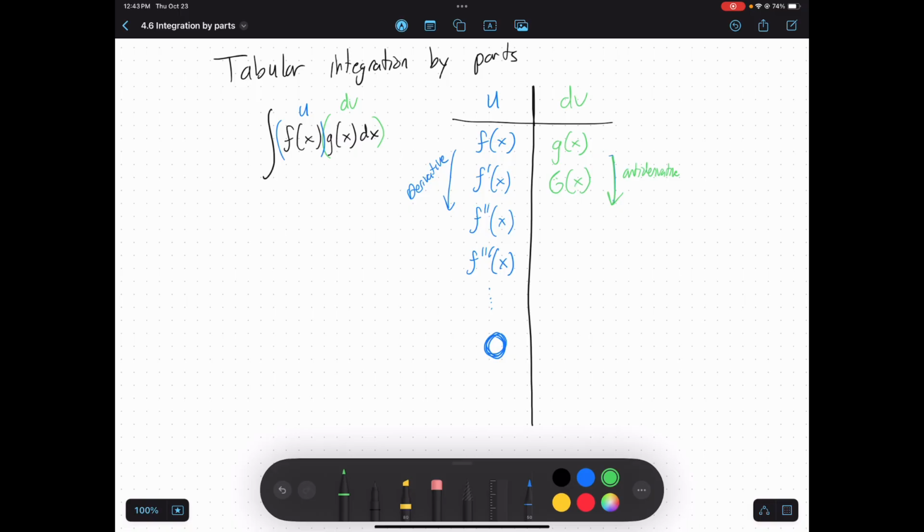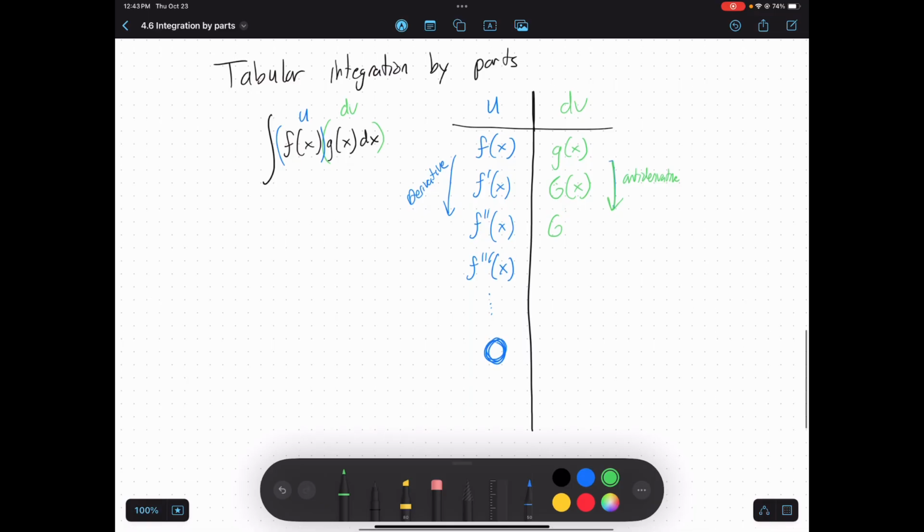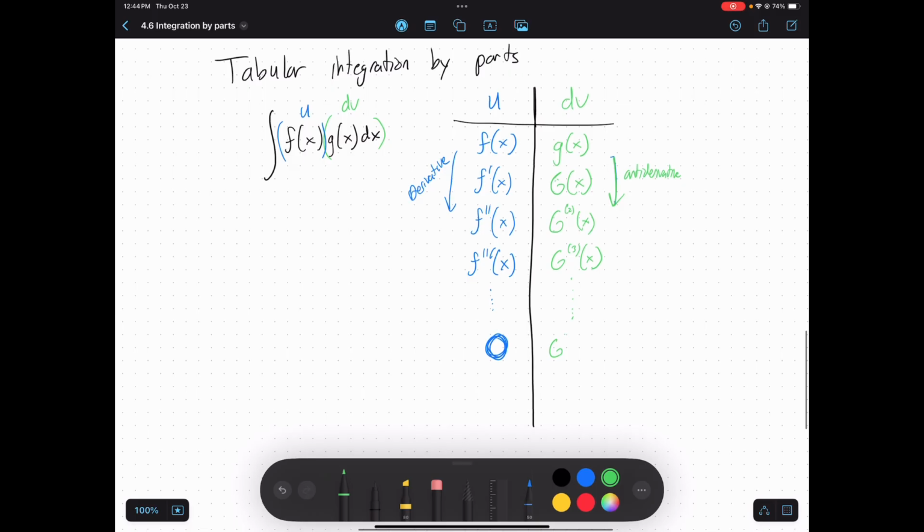Right? Antiderivative, I get capital G of x. I don't really have a good notation for multiple antiderivatives, so maybe I'll just put a little 2 up in the corner, say, hey, that's my second antiderivative. Then I'll take my third antiderivative. Where do I stop? I stop at the same row where I get 0 for my derivative of my differentiable function. So that's where I'll stop.